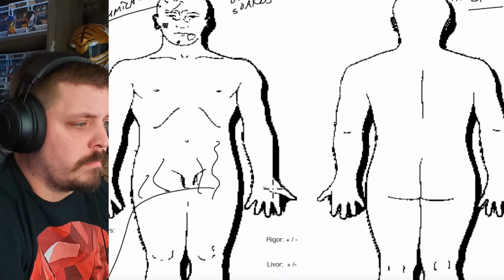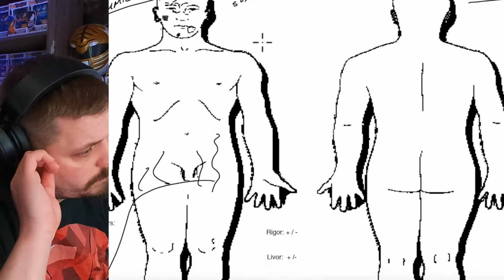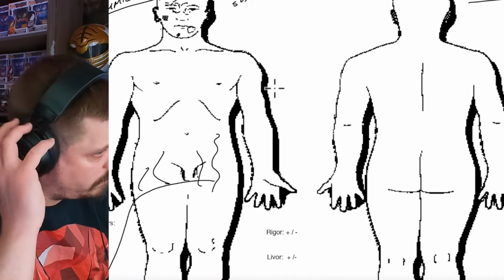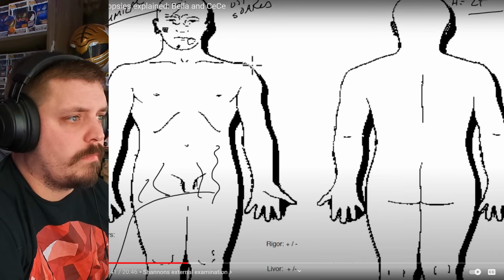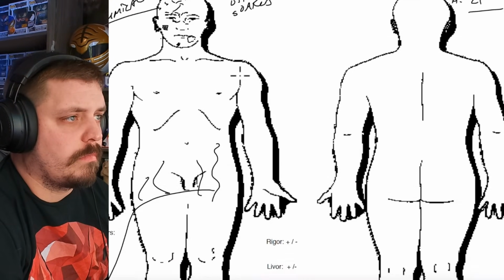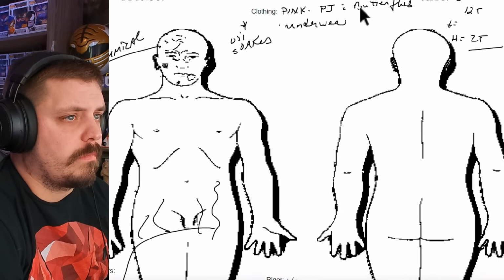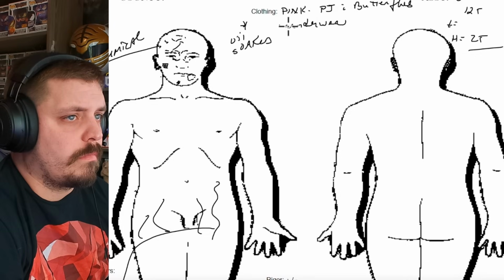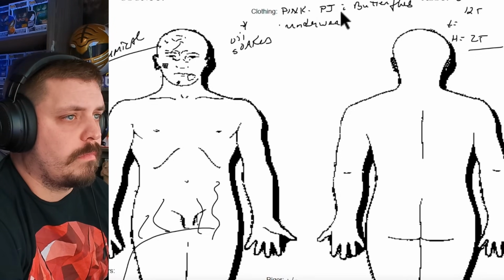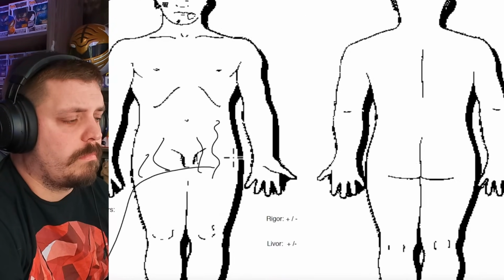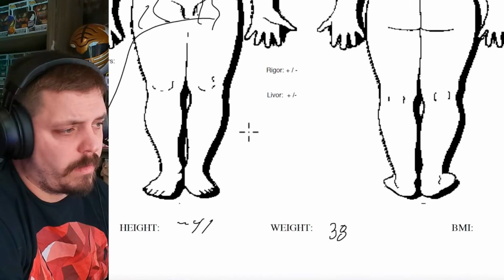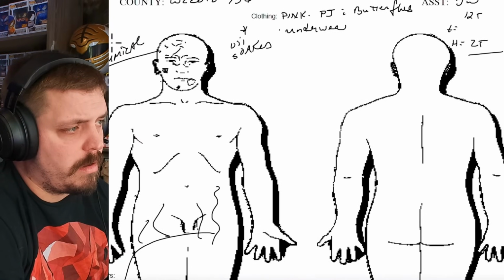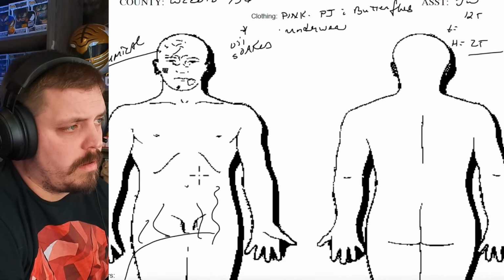So as I said in my previous video on the autopsies, the body will be examined and photographed with any clothes on, and then the clothes are removed and the body is thoroughly examined. So this is in the forensic pathologist's own handwriting. Clothes were pink PJs with butterflies on it, underwear. The external body was checked, weight, marbling, height, etc. Any identifying scars, marks, injuries would have been noted.